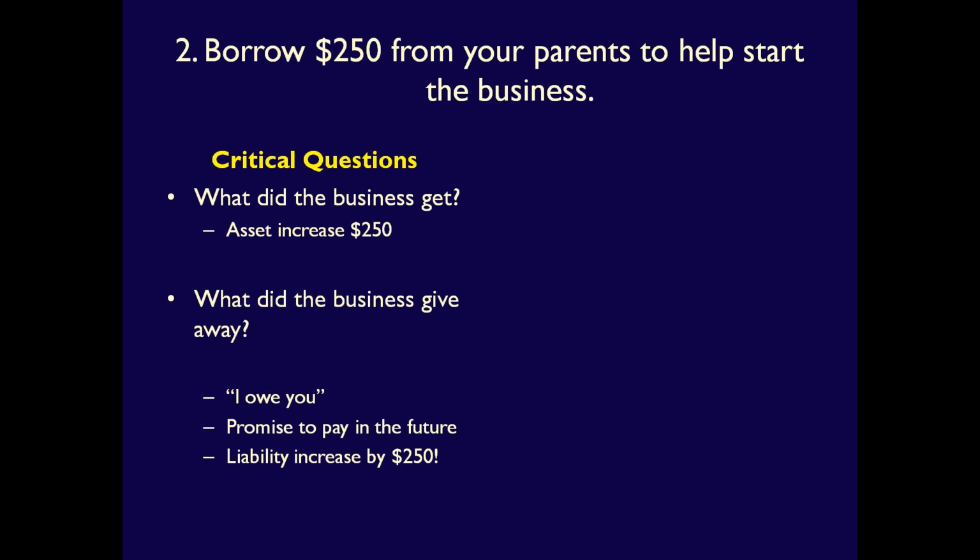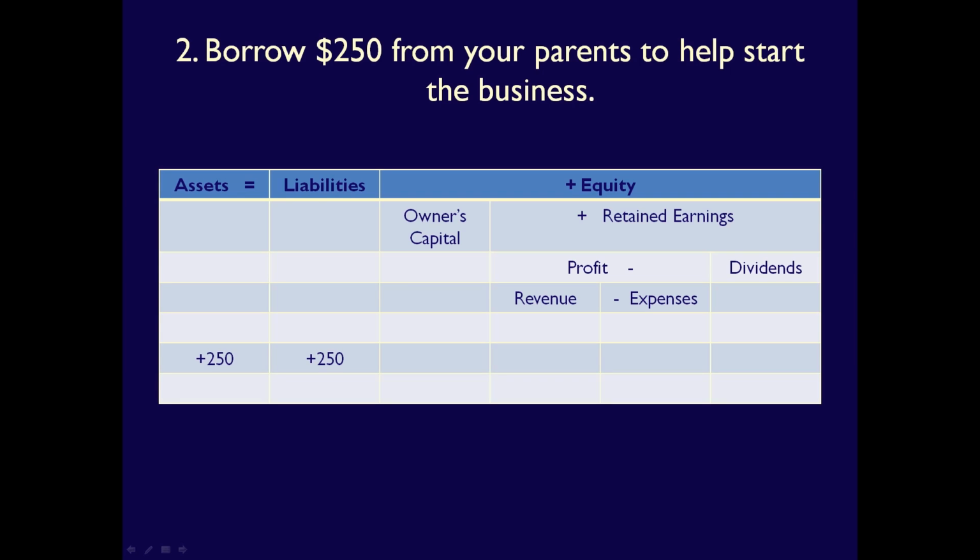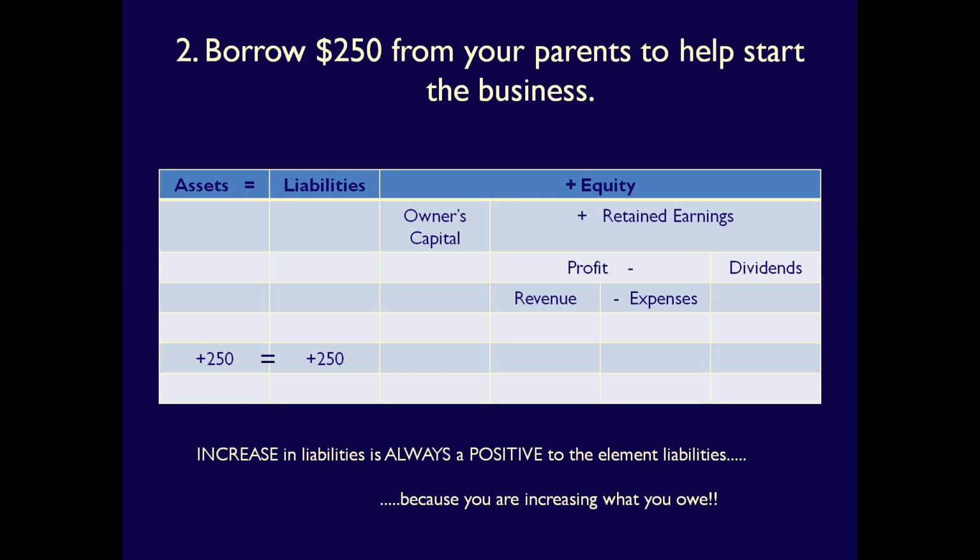Let's record this business activity in the expanded accounting equation. Assets increased by $250, liabilities increased by $250. Notice that the equation balances. Again, students often record liabilities as negative numbers because they think that it's bad to owe something. Remember that the business is recording what they owe, not how they feel about owing something. When a business owes more, the number has to be recorded as a positive number. Again, confirm this by ensuring that the equation's equal sign works.